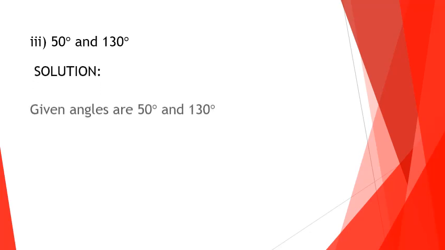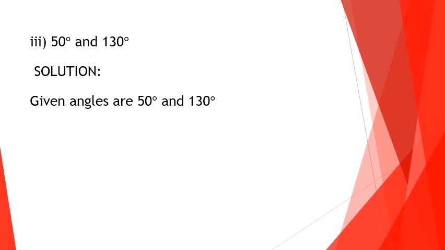Next, third question. Given angles are 50 degrees and 130 degrees. How to check whether these angles are supplementary or not? By adding the given two angles, we can check whether it is 180 degrees or not. So 50 plus 130 equals 180 degrees. Hence, the given angles are supplementary.